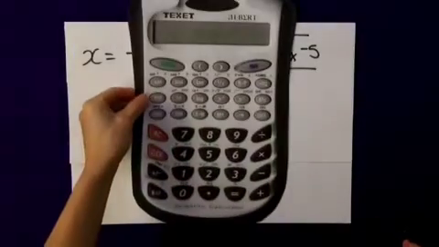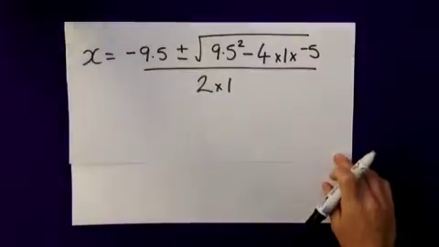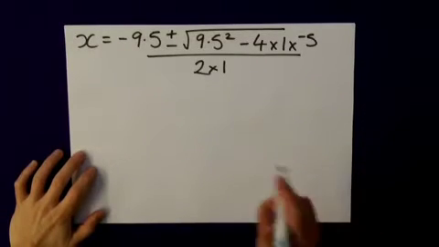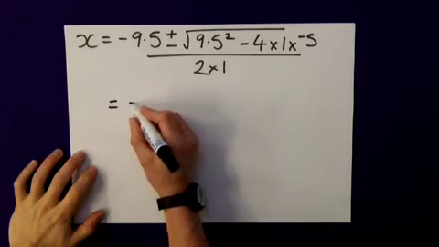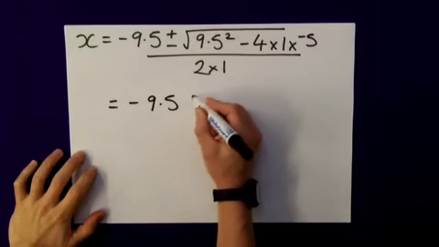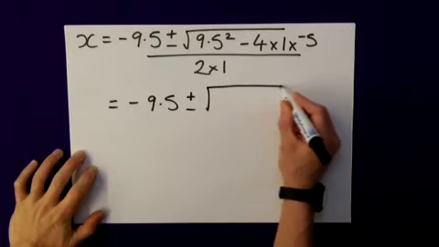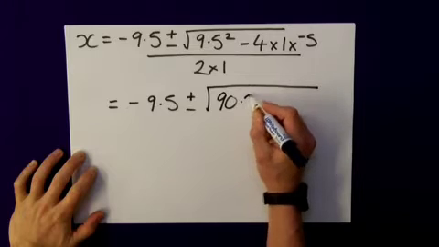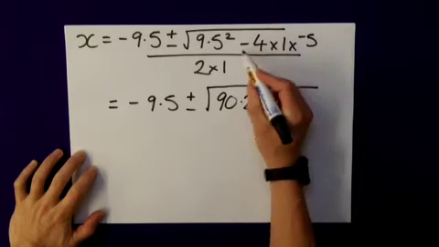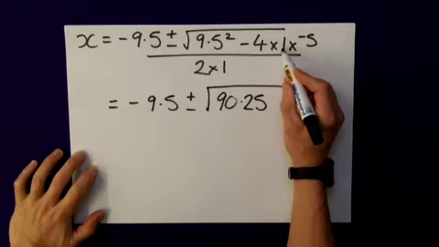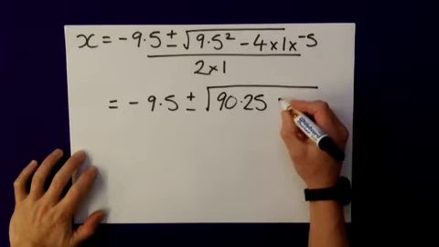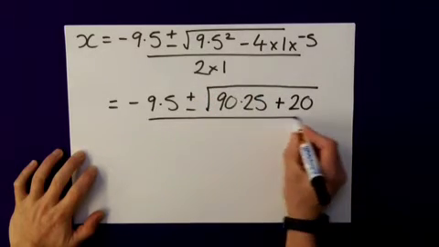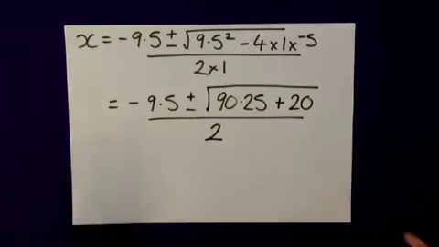Let's see if we can now simplify this. Well, we can use a calculator to work out some bits of this, and hopefully for other bits you won't need a calculator. This is where you need to be careful because silly mistakes will cause it all to go wrong. It's still equal to minus 9.5 plus or minus the square root, and this is where I did use a calculator. 9.5 squared is actually 90.25. Now then, this bit here, minus 4 times 1 times another negative number will actually give me a positive answer of plus 20. And obviously 2 times 1 is still 2. So I've started to simplify it.